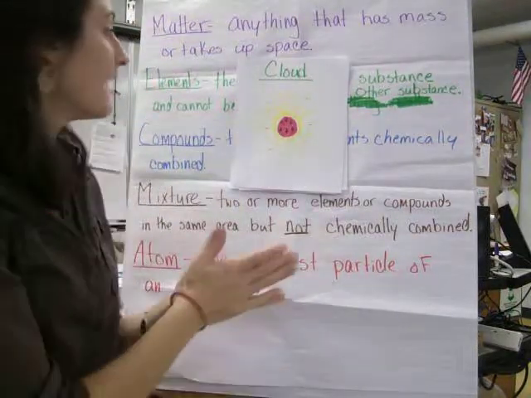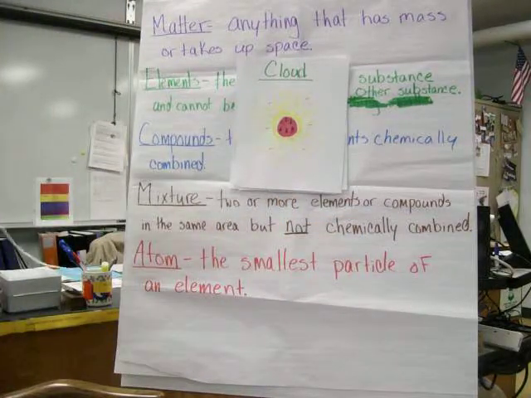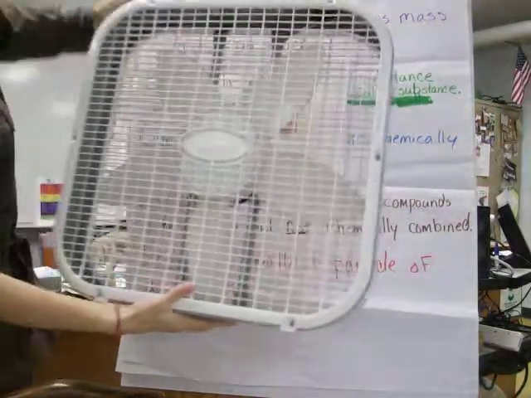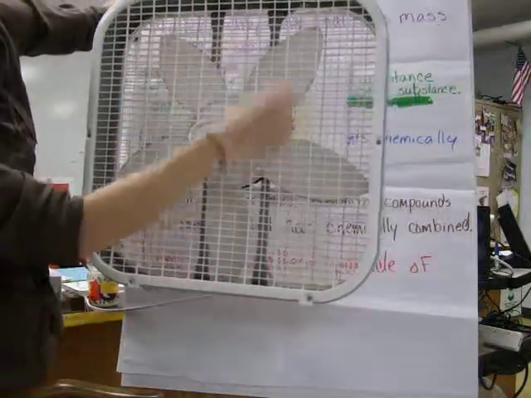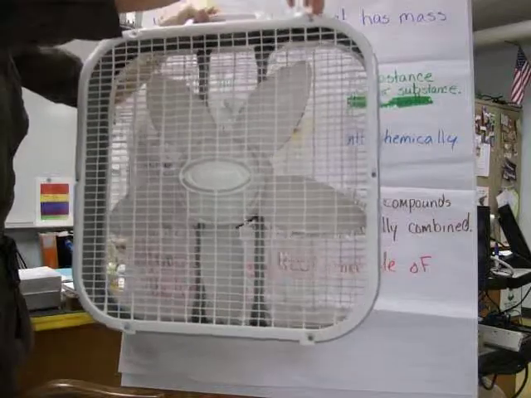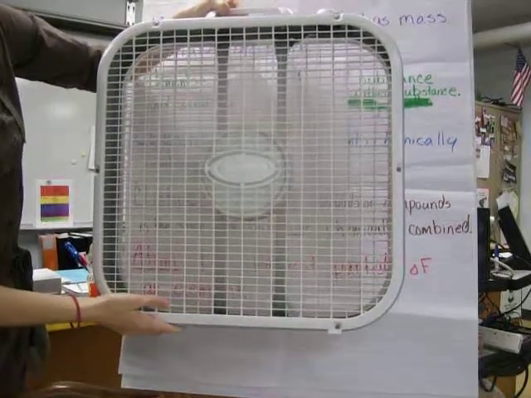So the cloud model is kind of like a fan. Here is a fan. You can see all of the blades on the fan. There are 1, 2, 3, 4, 5. I turn the fan on. How many blades do you see now?